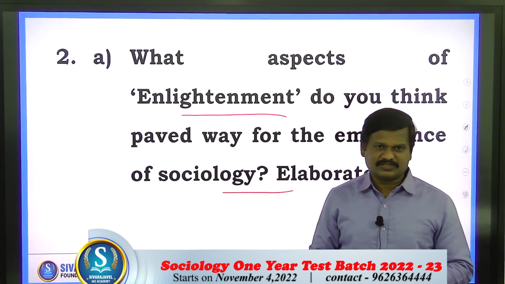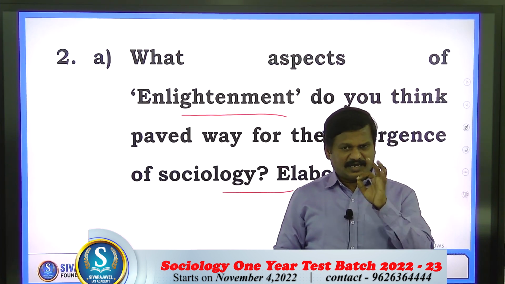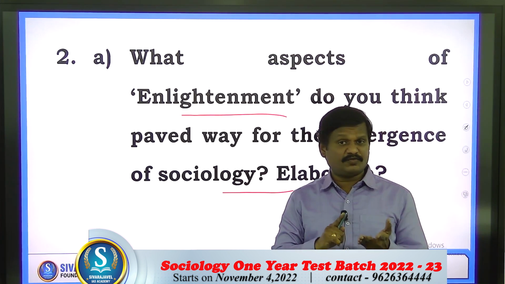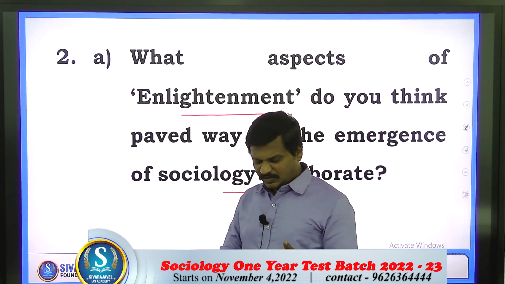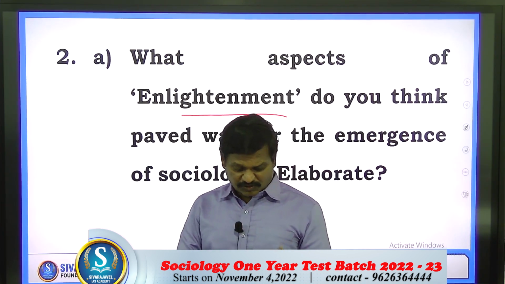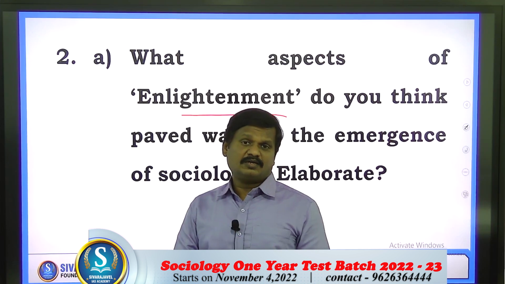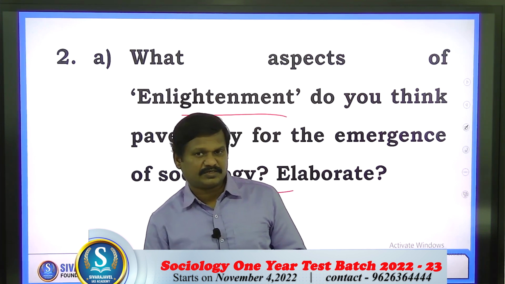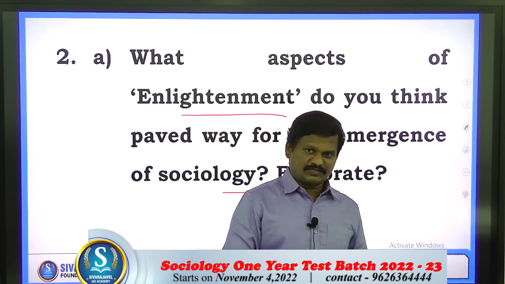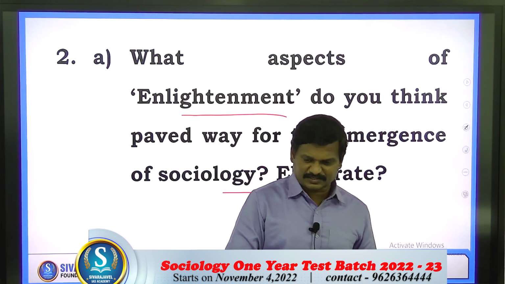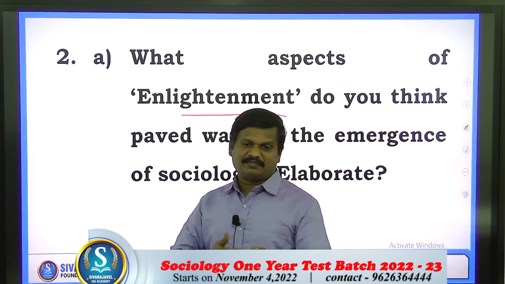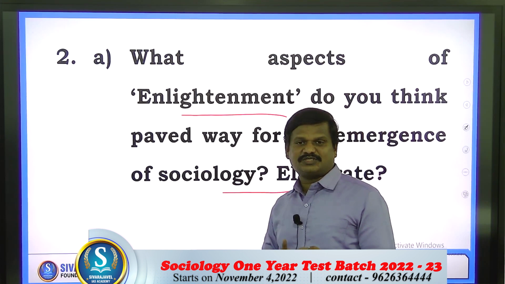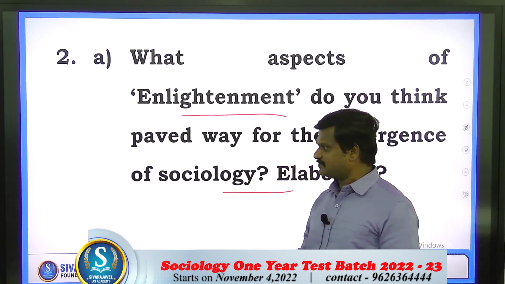Enlightenment and emergence of sociology. See, last year 2021, they asked a question on all three topics present in Unit 1 in Paper 1. There was a question on emergence last year, a question on common sense last year, and a question on sociology's relation with other social sciences. This year also you have one question on emergence and one question on the scope of sociology, or sociology's relation with other social sciences. So, continuously, repeatedly they are asking questions, especially on the emergence of sociology and sociology's relation with other social sciences.